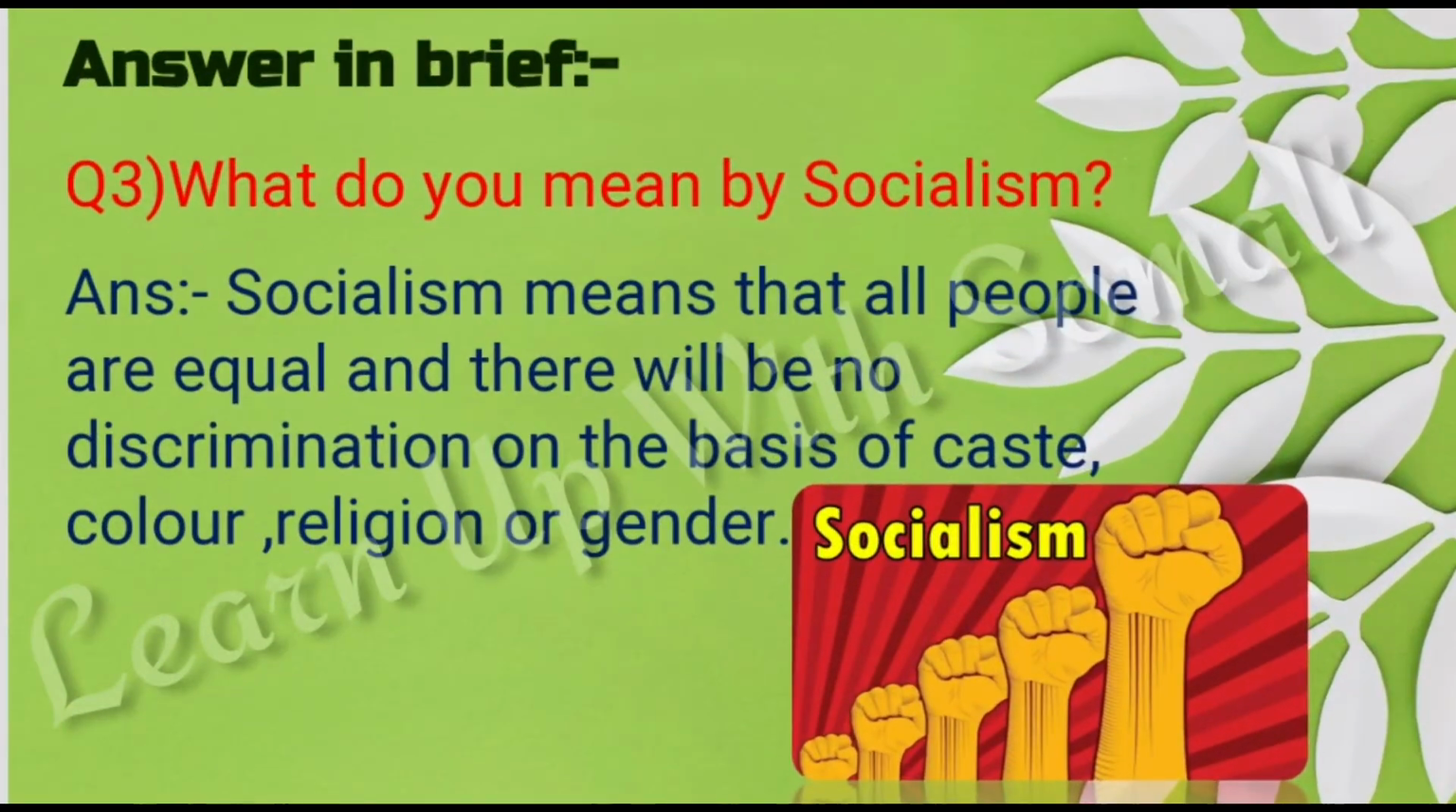Question number 3. What do you mean by socialism? The answer is, socialism means that all people are equal and there will be no discrimination on the basis of caste, color, religion, or gender. That means all people are equal in front of law.